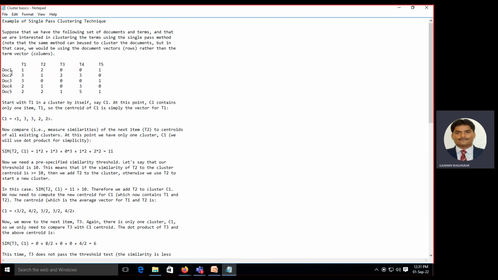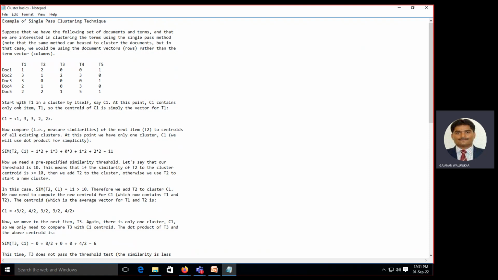In short, document 1 is having 5 terms, with T1 occurring 1 time in doc 1, T2 occurring 2 times in doc 1, T3 occurring 0 times, that means it is not present in doc 1, T4 is not present in doc 1, T5 is occurring 1 time in doc 1, like this. And T4 occurs 5 times in document 5. So this is nothing but the document representative given to you. And now you need to go for the single pass cluster.